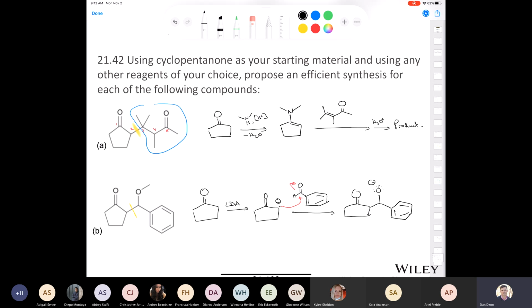And then in the last step, since this is a good nucleophile, isn't it? This is a perfectly good nucleophile. What if we treated this with iodomethane? Well, you can see it's going to react in an SN2 like this, and that's going to give us our final product. And those are the ways you want to tackle these types of problems.